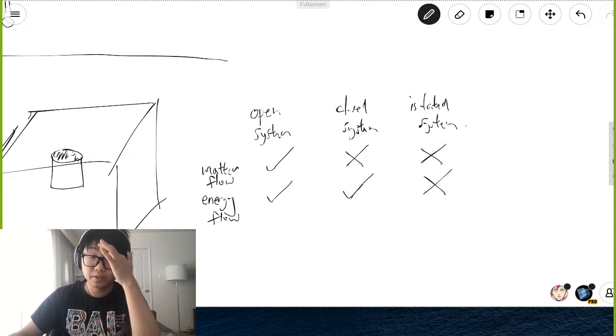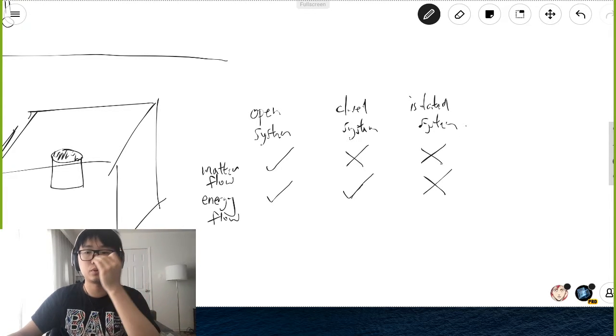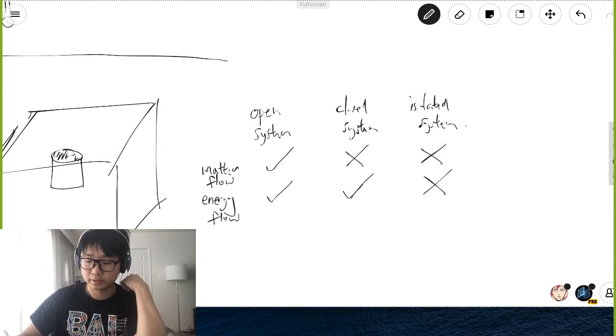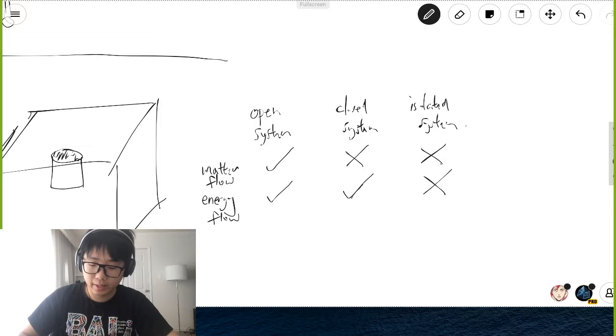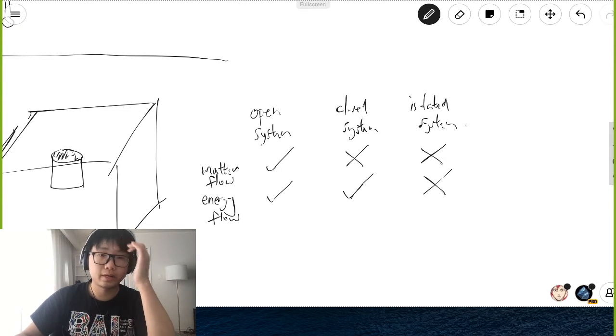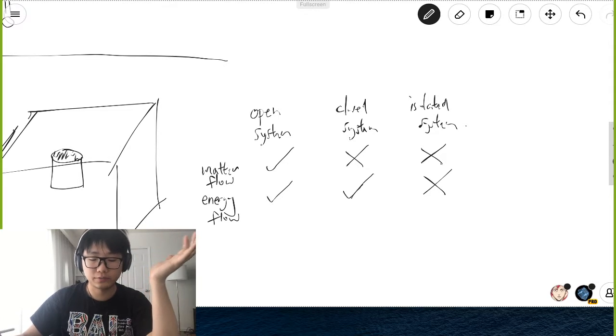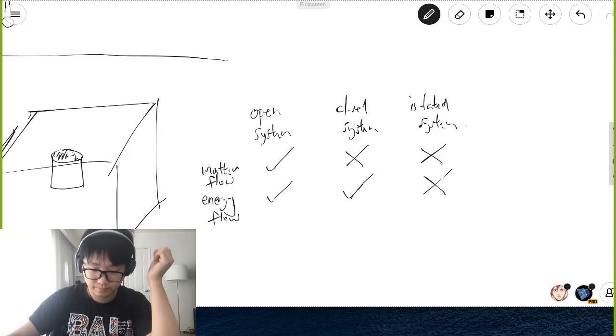So a lot of the times when we're studying certain systems, it depends. We have to consider: are we looking at a closed system right here? Are we looking at an isolated system? Or are we looking at an open system? That's just a fancy term for whether matter or energy is allowed to flow or not.